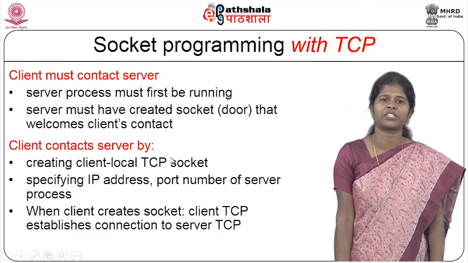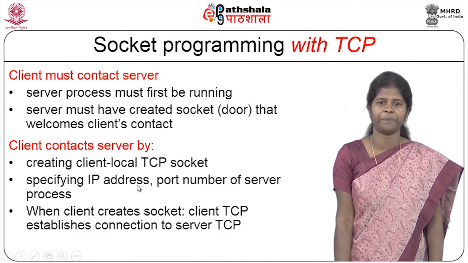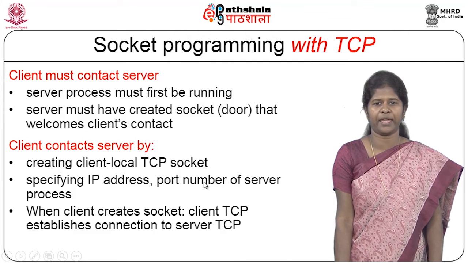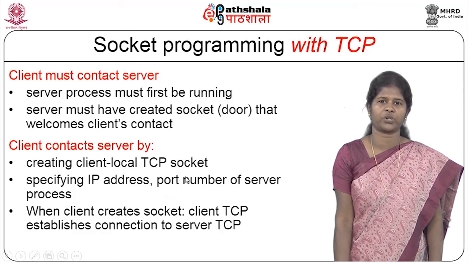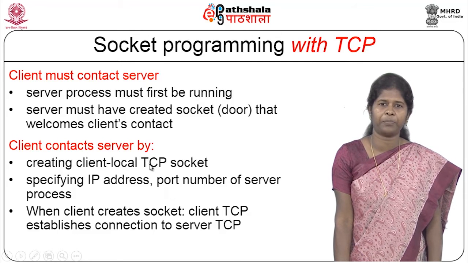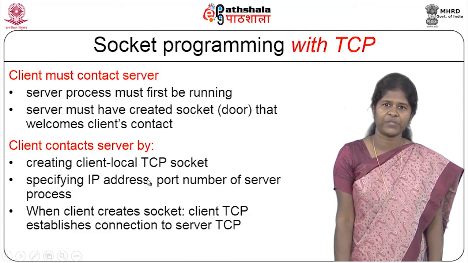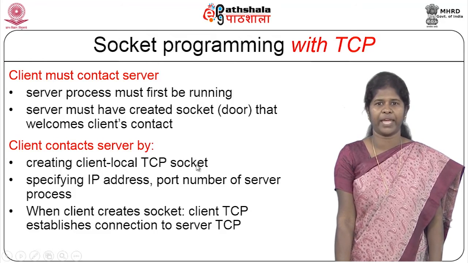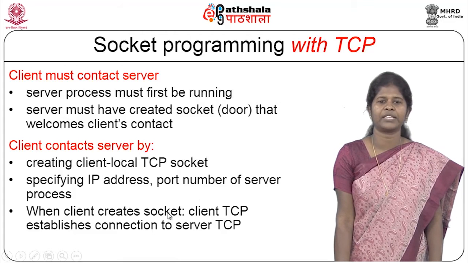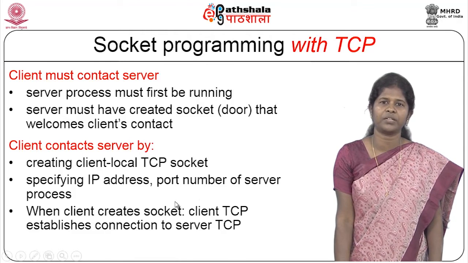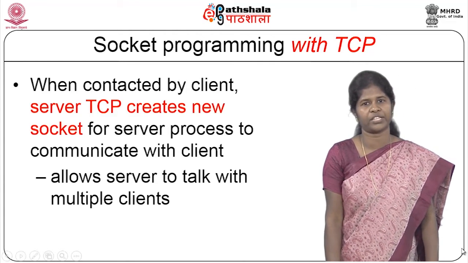And when the client is contacting the server, it should have created a local TCP socket, that is nothing but an IP address and then the port number of the server process which it wants to contact. As we had seen in the earlier example, it provides the IP address of the server as well as the required port number. It can be either 10 or 80 depending on what kind of service it needs. And then this client will establish a connection to the server. It will send a request to the server and it will establish a connection with the server.